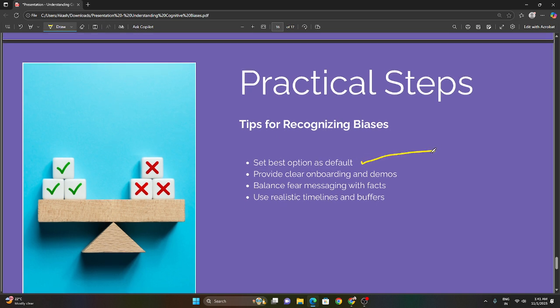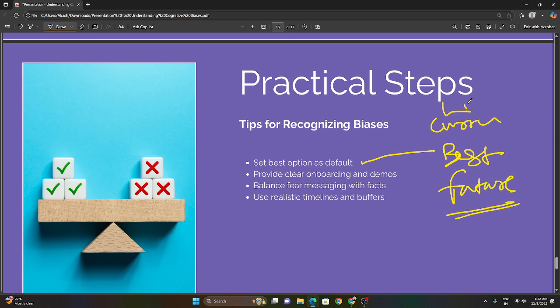Set best options as default. Best options, which are current and future based. Look for those best options in your life which can really grow yourself. Provide clear onboarding and demos in your UX if you are a UX designer. Balance fear messaging with facts in your businesses. Use realistic timelines and buffers in your business.